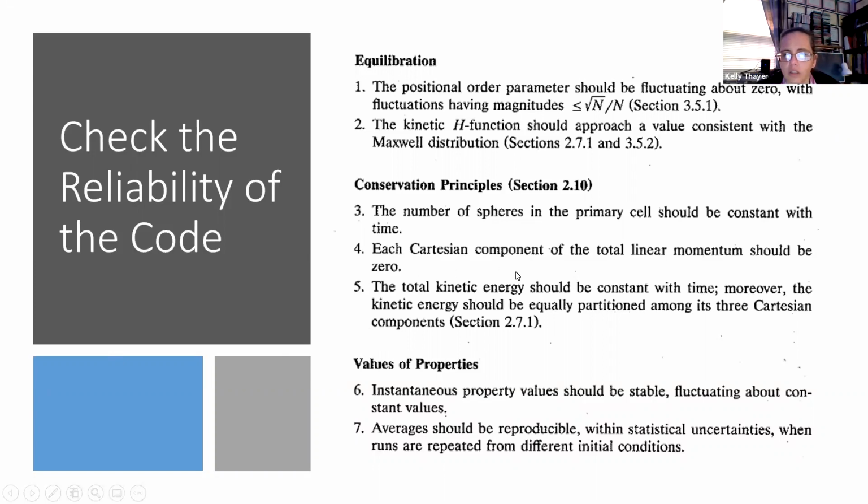Each Cartesian component in the total linear momentum should be 0. Otherwise, it means you have a net movement, and so you're not at equilibrium. And the total kinetic energy should be constant with time. So for constant energy simulations, it stands to reason that we should have the kinetic energy be a constant. When we were talking about the Hamiltonian last week, we talked about the energy being the same. So in this case of the hard spheres, we only have kinetic energy, which means that the kinetic energy for hard spheres has to be equal.